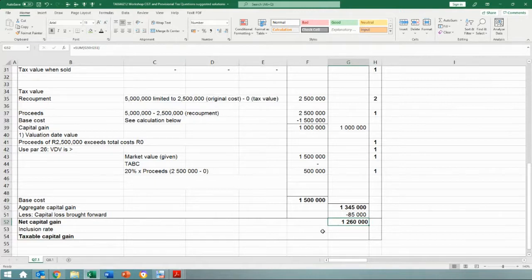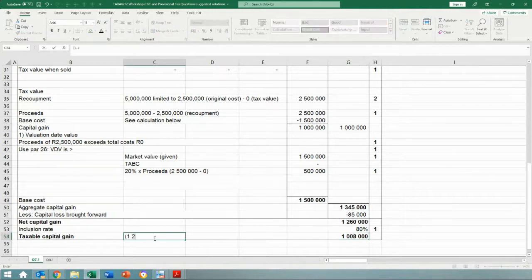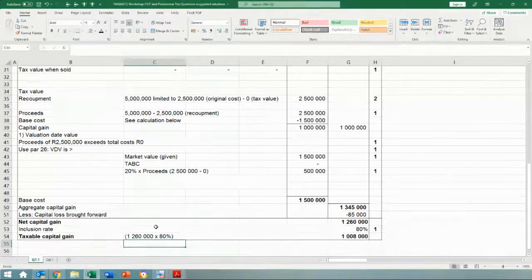million. Okay, but then I said the net capital gain is not what is included in our taxable income amount. We only include 80% for a company to get to our taxable capital gain value of 1,008,000 rand. So let's just put the calculation in here. There's a 1260 times the 80% will give you the taxable capital gain. Okay, so that is how you would do a taxable capital gain calculation. This calculation would generally form part of a bigger calculation of taxable income.